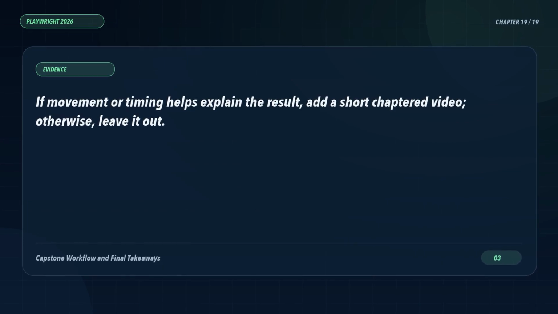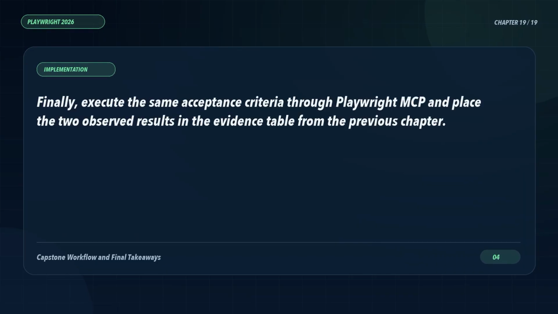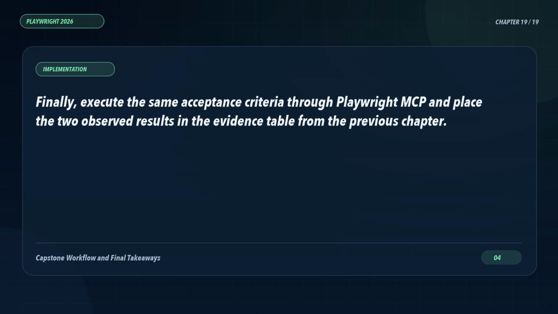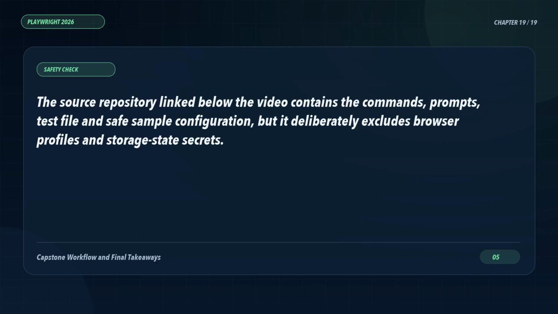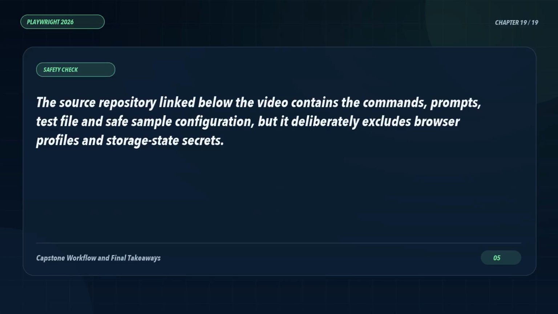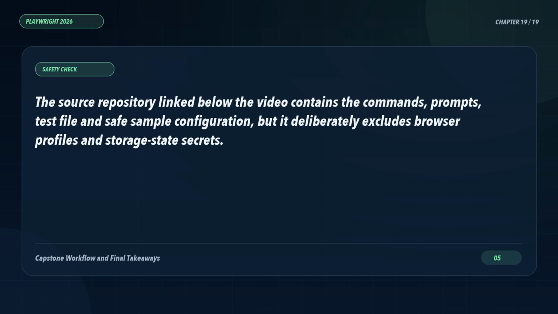Introduce one deliberate locator fault, launch the test with debug equals cli, attach to the printed session, and inspect the real paused page before making the smallest correction. Rerun the test cleanly. Finally, execute the same acceptance criteria through Playwright MCP and place the two observed results in the evidence table from the previous chapter.